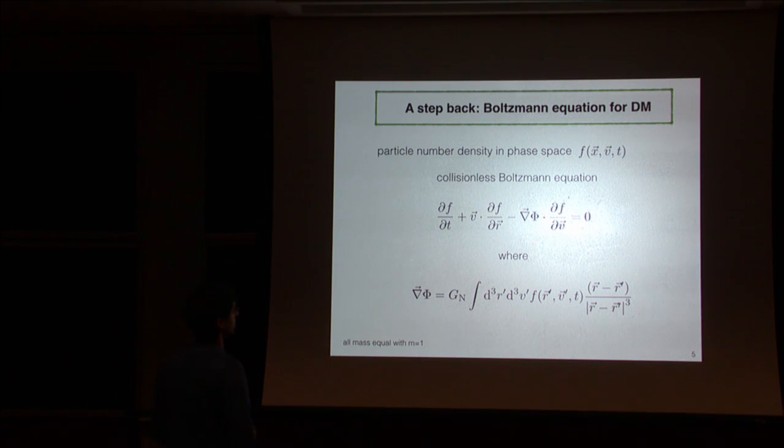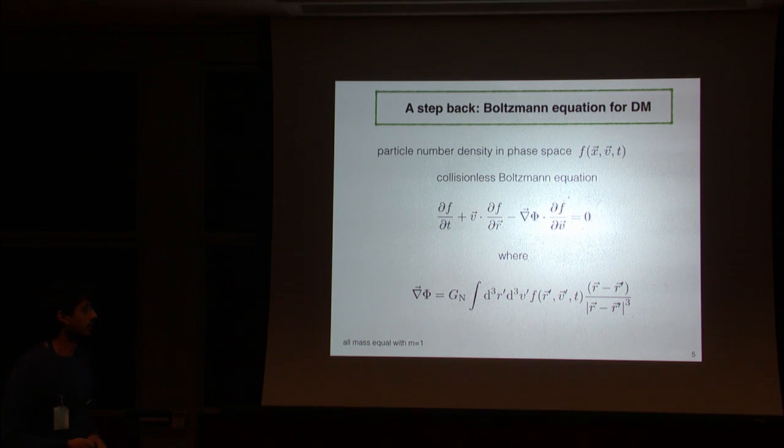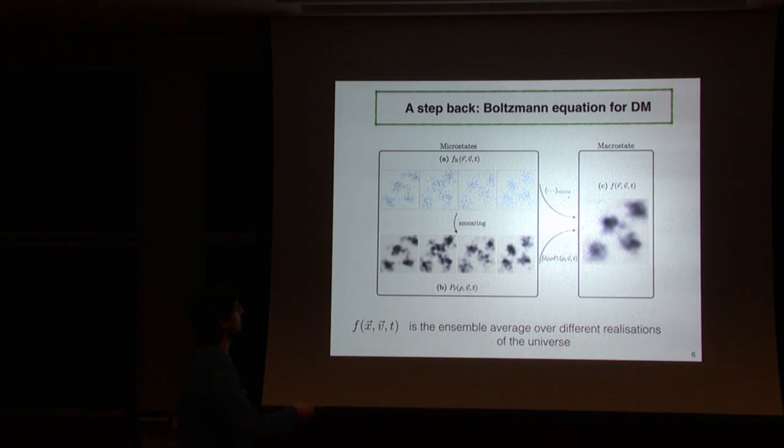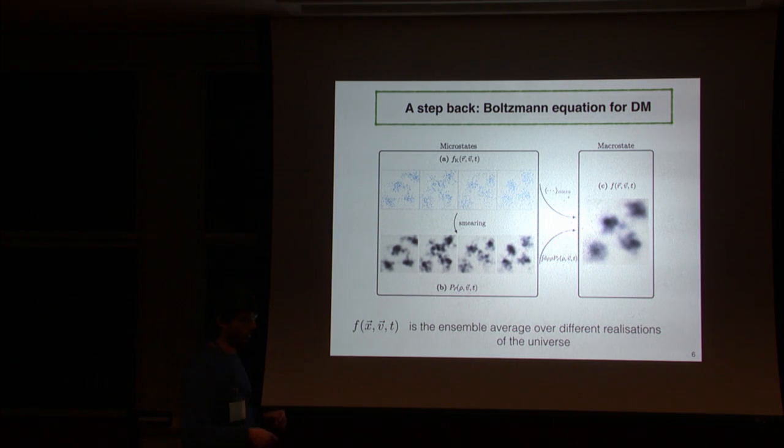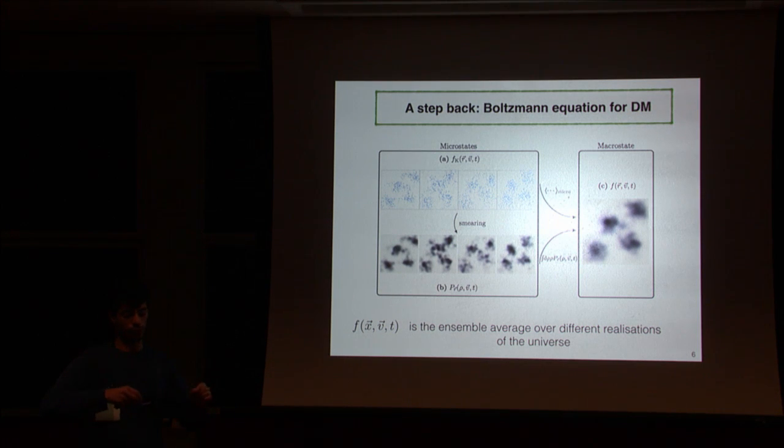Okay, so we just take a set of particles. Here I will take that have the same mass equal to 1, just for simplicity. And we take a set of particles which are collisionless and interact only through gravity. And in a sense, this is like taking an ensemble average over different realizations of the universe. So we can imagine that we have a single particle phase space density. So we have a delta function for each position and velocity of particles.